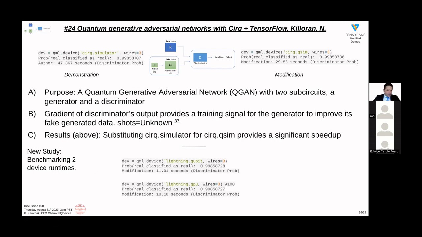And then I took the benchmarking a little bit further. So I did it with lightning.qubit. And then all of the PennyLanes have very similar accuracies, right? But the times differ. So say, for instance, like 11 seconds for the lightning.qubit, and then down to 10 seconds for lightning.gpu.